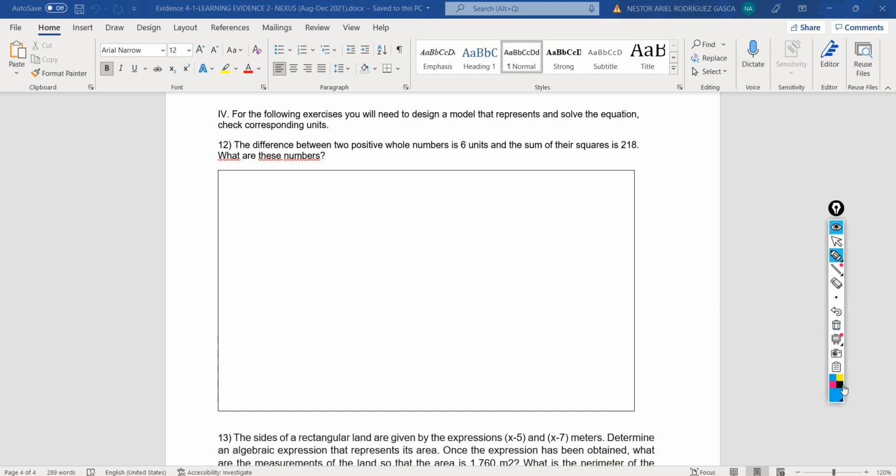In this first problem we have the following. Oh, and by the way, let's read the instruction. The instruction says, for the following exercises, you will need to design a model that represents the situation. They forgot to write it here. And solve the equation. Check for the corresponding units. By the way, I didn't write this sentence, so I need to say the following.